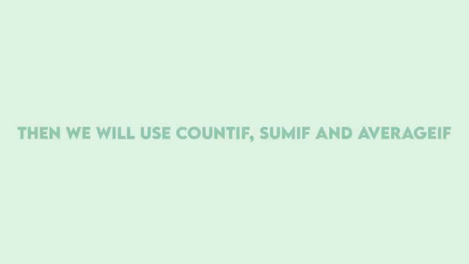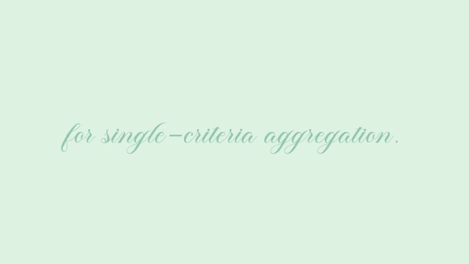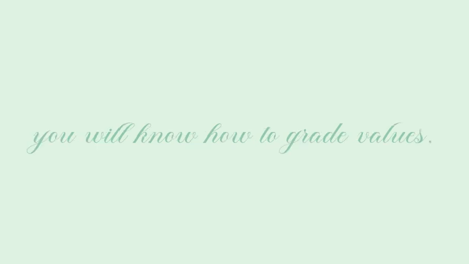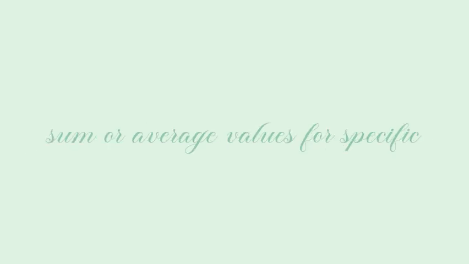Today we are going to cover conditional logic and conditional aggregation in Excel. First we will work with the IF function to create grading labels, then we will use COUNTIF, SUMIF and AVERAGEIF for single criteria aggregation. After that we will move to the IFS and plural forms, SUMIFS, AVERAGEIFS and COUNTIFS, to handle multiple criteria. By the end of this video you will know how to grade values, sum or average values for specific products or branches, count occurrences by month, and extract top or bottom results within groups.